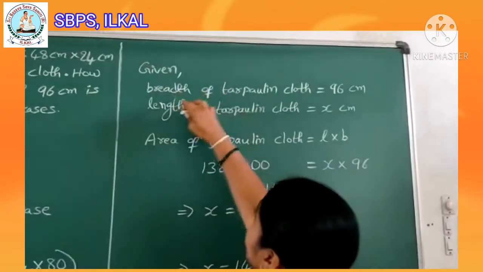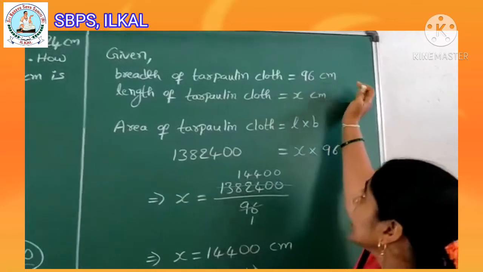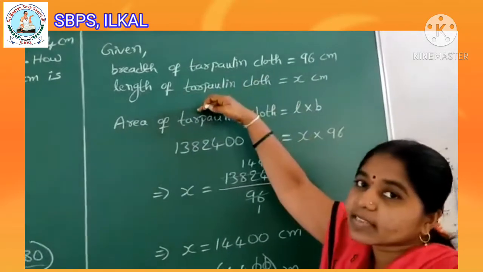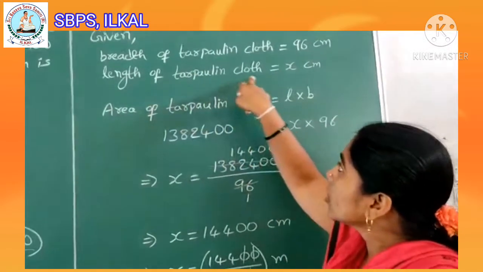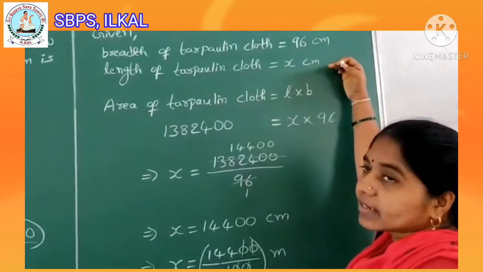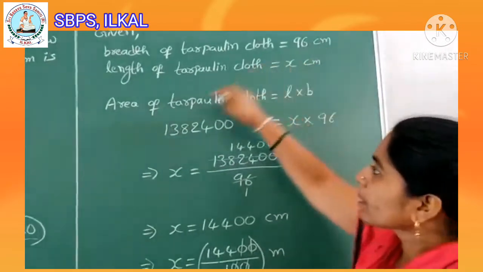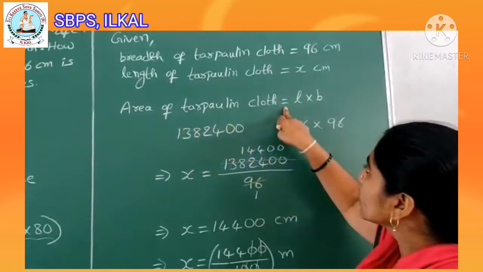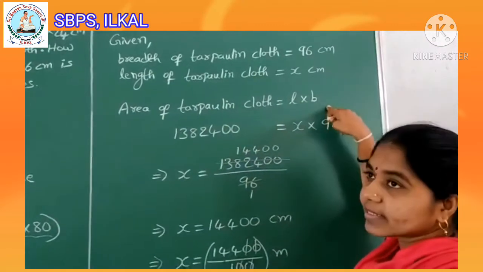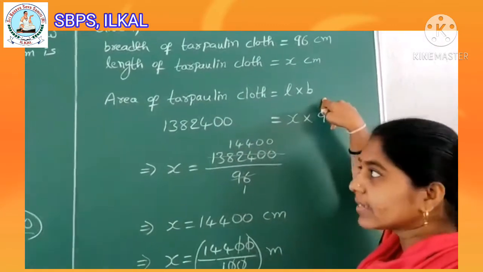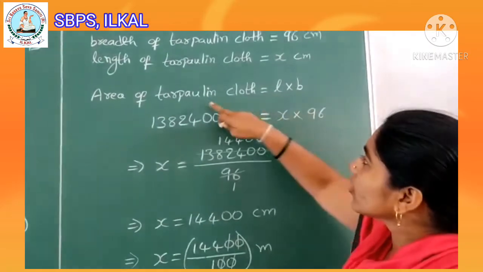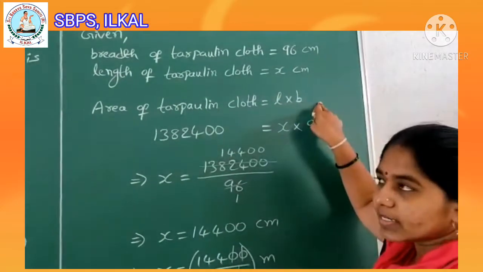Again, given breadth of tarpaulin cloth is equal to 96 centimeter, but the length they did not give, children. Length of tarpaulin cloth is equal to x centimeter. Let us consider it as x. Area of tarpaulin cloth is equal to length into breadth. Area of rectangle is equal to length into breadth. In the same way, here area of tarpaulin cloth is equal to length into breadth.